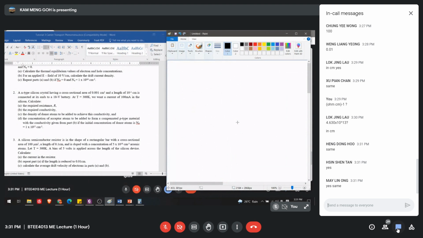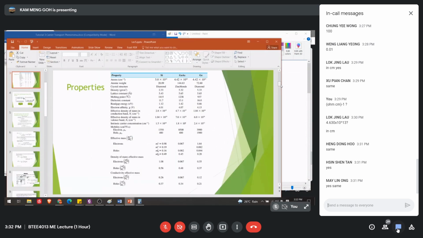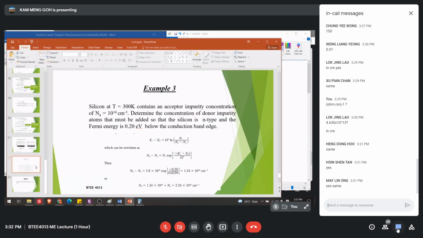The concentration of acceptor to be added to form the compensated p-type semiconductor with conductivity given from part B, if the initial concentration of the ND is 1 times 10 to the power 15. Okay, so let's see what we are going to do with this question. He asks to calculate Na, to form the compensated p-type, where Nd is this. We have experienced this quite many times, especially in the test also. So this one you can refer to this.